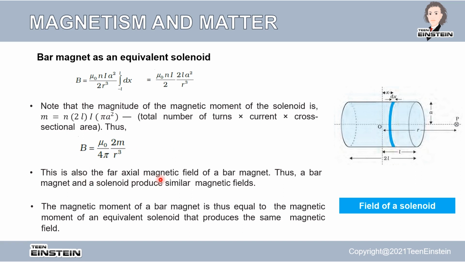This is nothing but the far axial magnetic field of a bar magnet. Thus a bar magnet and a solenoid produce similar magnetic fields. So that is our conclusion. What we did is take a solenoid and derive the magnetic field at an axial point, and we got an expression that is the same as the magnetic field of a bar magnet. The magnetic moment of a bar magnet is thus equal to the magnetic moment of an equivalent solenoid that produces the same magnetic field. So we can conclude that the bar magnet also acts as a solenoid, and its magnetic moment is given by this M.